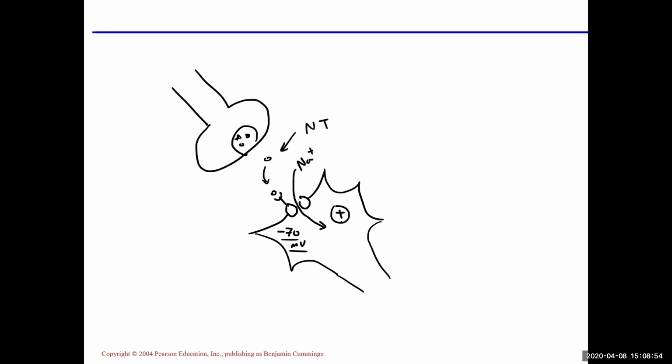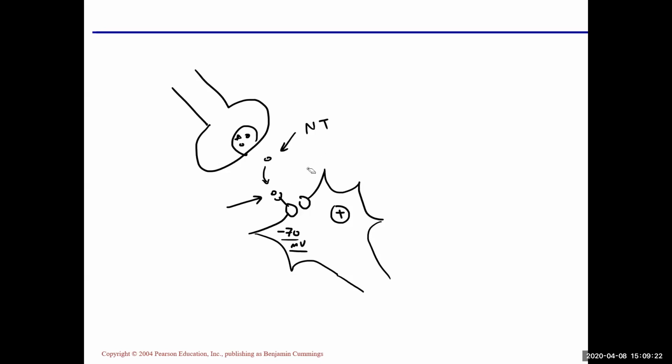But now it is, let's say, negative 60. That's not enough to cause the action potential, but because it got more positive, action potential is more likely to happen. We call this an excitatory signal. Now, chances are this could be broken down by the enzyme, and as soon as that happens, this channel closes. So let's close this channel now.